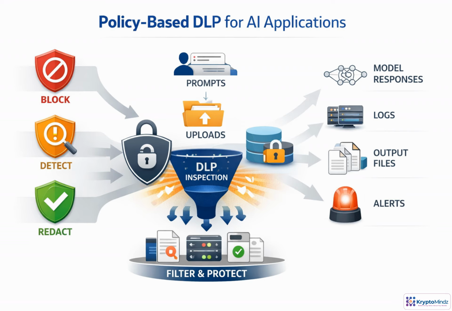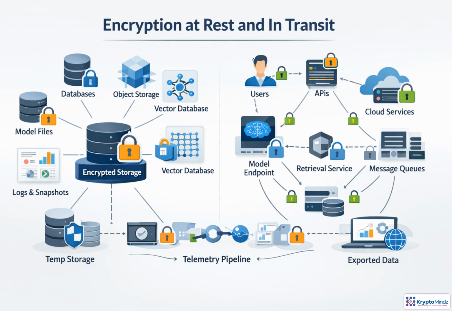Policy-based DLP provides a control layer around AI interactions. It evaluates prompts, uploads, API payloads, retrieved content, responses, logs, and generated files against defined data rules. Based on the finding, the system can allow, block, redact, quarantine, or alert. The key is bidirectional inspection. Protect the model from receiving sensitive input, and protect users and systems from receiving sensitive output. Effective programs also tune policies over time to reduce false alarms and missed leaks.